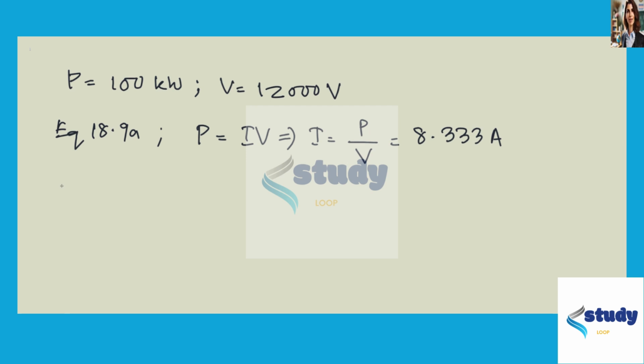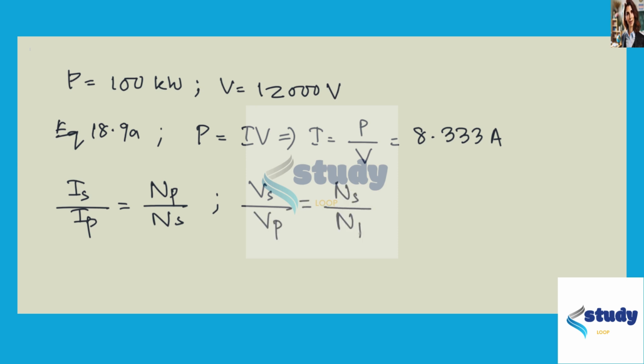Then we have a step-up transformer which steps up the voltage by a factor of 20. And since the current and voltage are inversely proportional, the current is stepped down by a factor of 20, which means that, let me just write the equation again. We know that Is over Ip is equal to Np over Ns, and we also know that Vs over Vp is equal to Ns over Np.